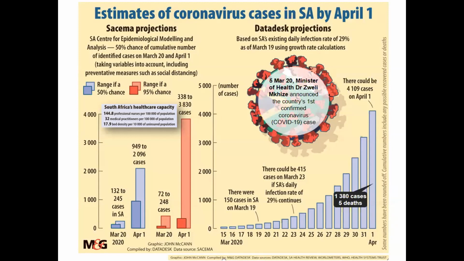So let's look at some of the estimates that have been projected for South Africa. These projections were done by Sakima, and they were based on the infection rate of 29% as at March the 19th. We see on the graph that by April the 1st, they had projected approximately 4,000 cases for South Africa. Yesterday, the health minister reported 1,380 cases, which is significantly lower than the projected figures, but still very high.